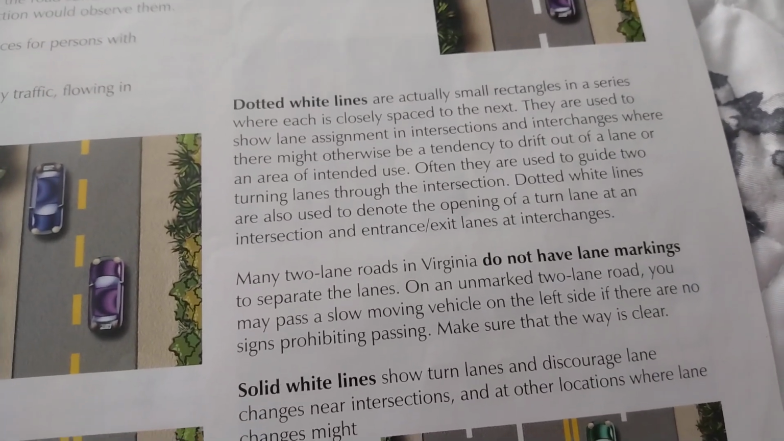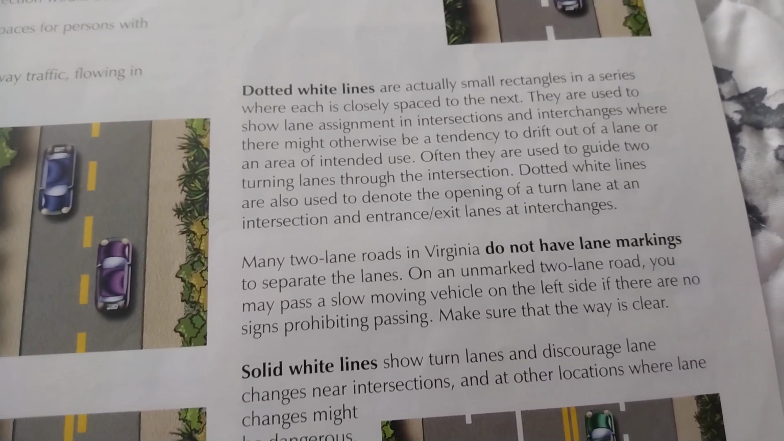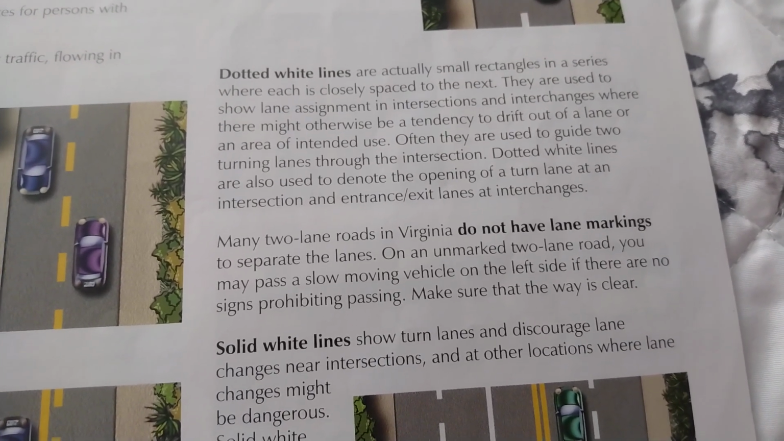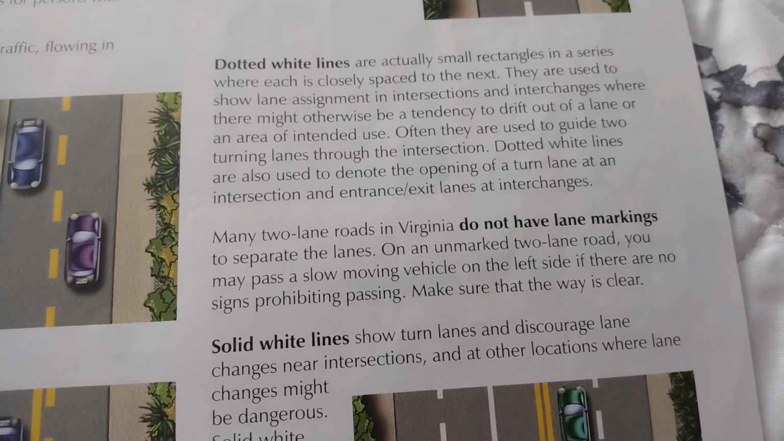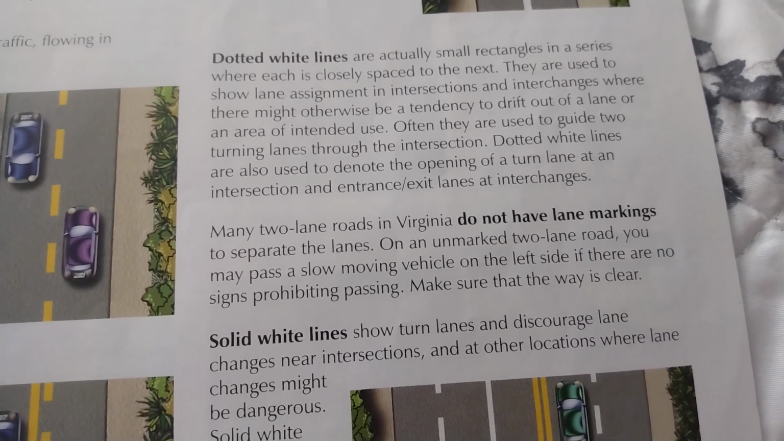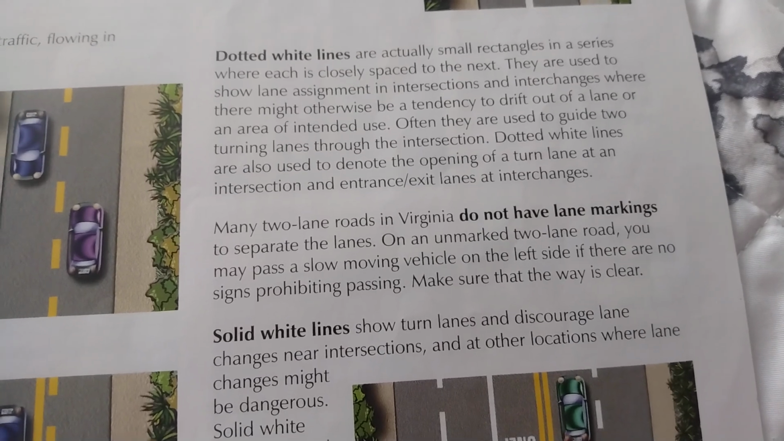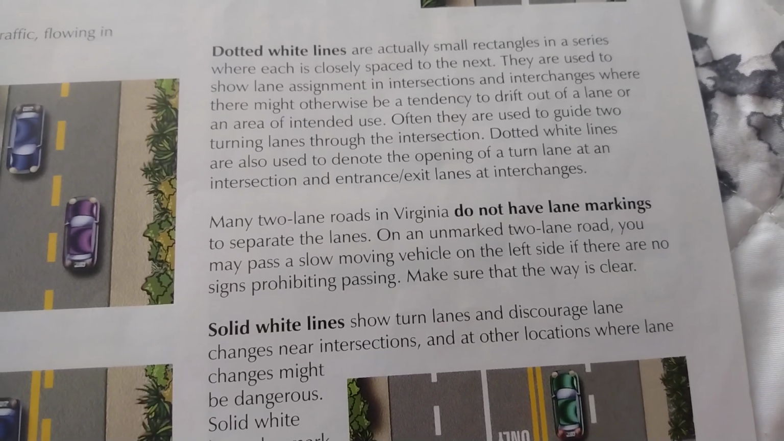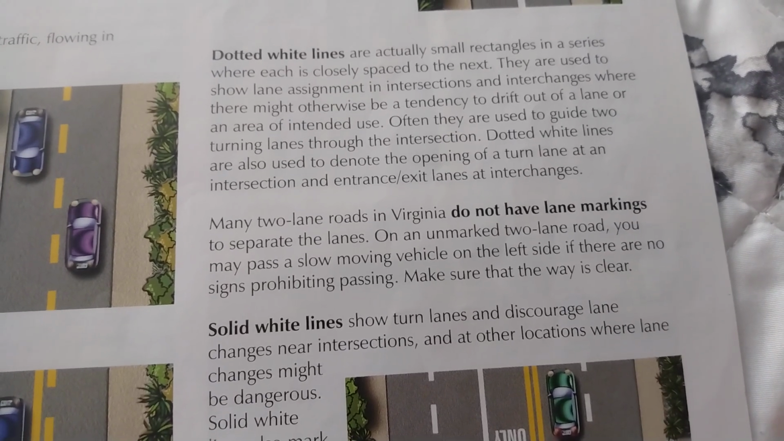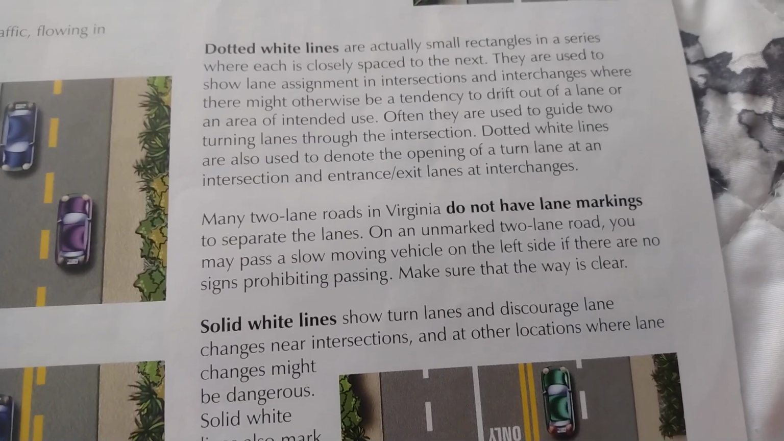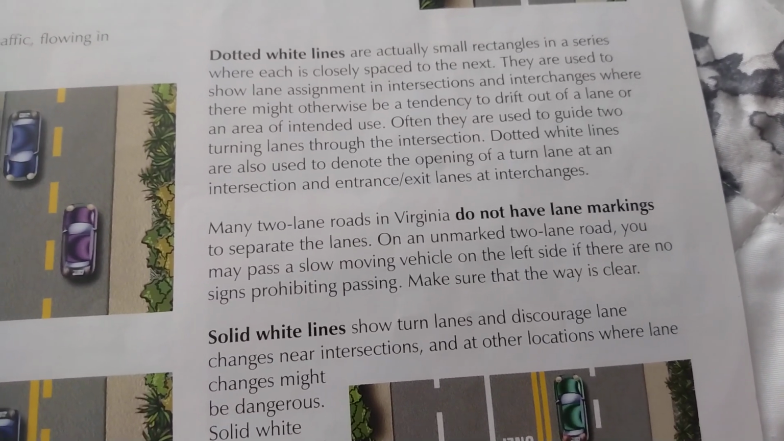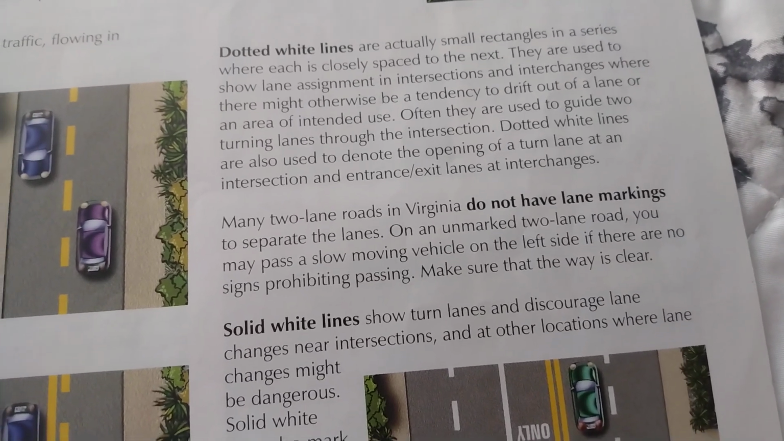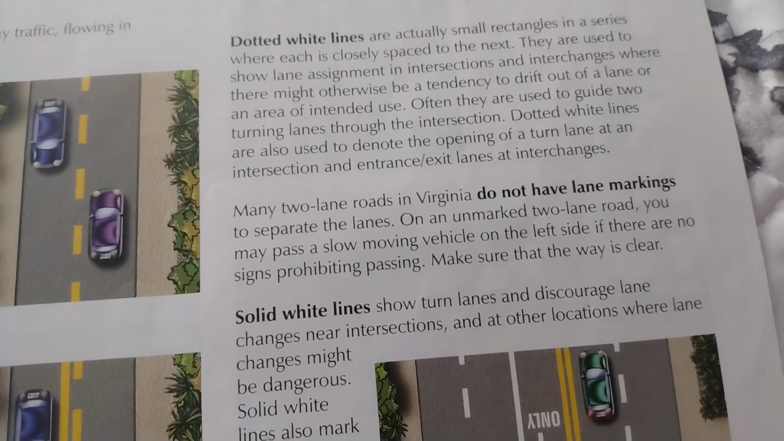Dotted white lines are actually small rectangles in a series where each is closely spaced to the next. They are used to show lane assignment in intersections and interchanges where there might otherwise be a tendency to drift out of a lane or an area of intended use. Often they are used to guide turning lanes through the intersections. Dotted white lines are also used to denote the opening of a turn lane at an intersection and entrance and exit lanes at interchanges.